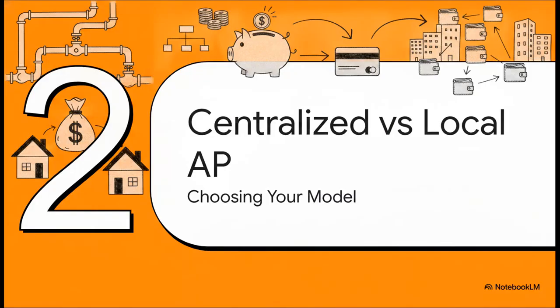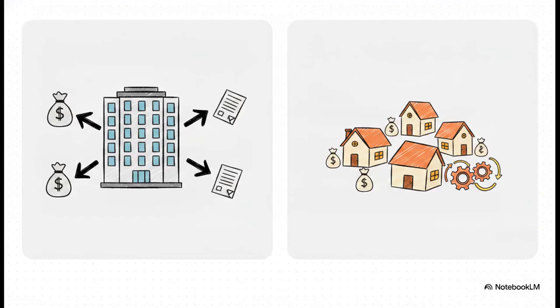Section 2, Centralized versus Decentralized AP. So, there are two fundamental ways to structure this payment plumbing. With centralized AP, all payments run directly through headquarters. This gives you fantastic cash management and serious leverage when you're negotiating with major vendors. On the flip side, decentralized AP lets your local property managers handle their own payments. That offers lightning-fast response times, which, let's be honest, is absolutely critical if a pipe bursts at 2 a.m., and it builds really strong local vendor loyalty.